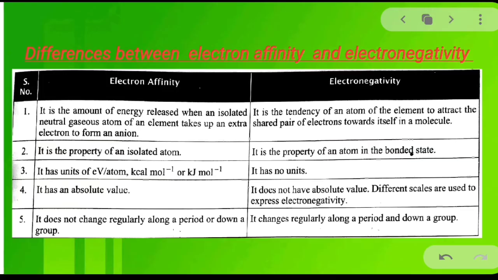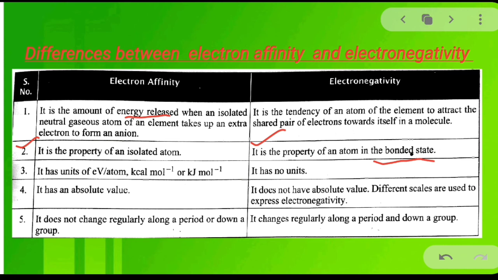Now, what are the differences between electron affinity and electronegativity? Electron affinity is the amount of energy released when an isolated neutral gaseous atom of an element takes up an extra electron to form the anion. But what is electronegativity? It is the tendency of an atom of the element to attract the shared pair of electrons towards itself in a molecule. Electron affinity is a property of an isolated atom. Electronegativity is a property of the atom present in a compound or bonded state.